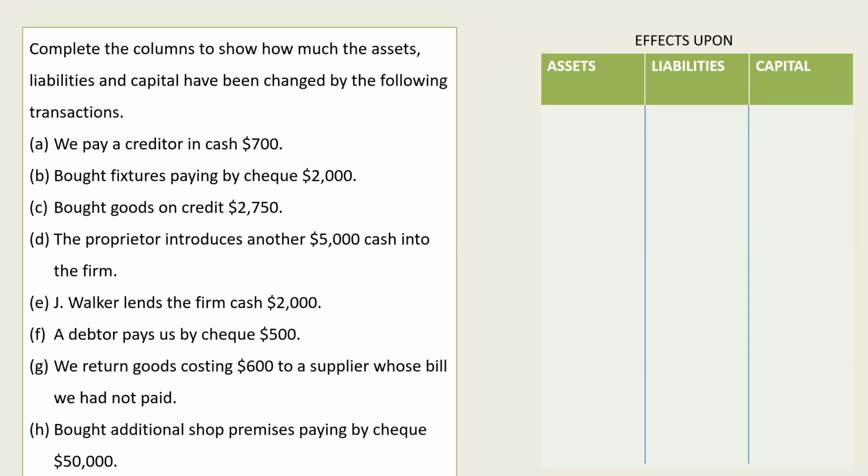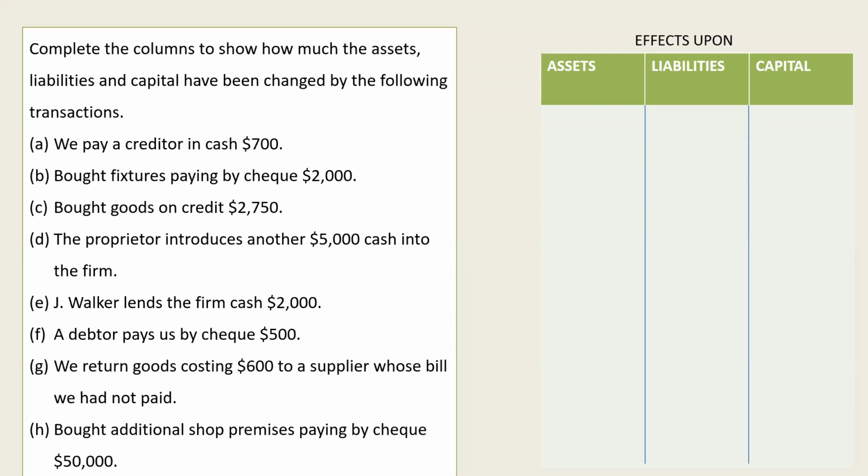All right. So that is C. You're putting a plus under asset, $2,750. And under liabilities, you're putting a plus $2,750 as well. You could put in brackets under asset stock. Under liabilities, you could put in brackets creditor.